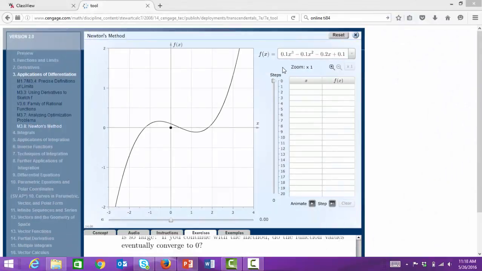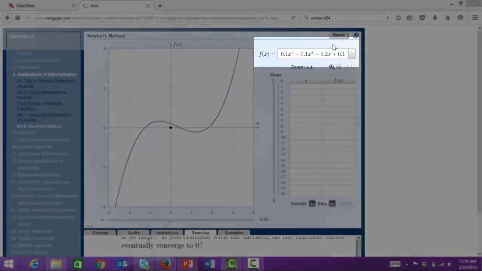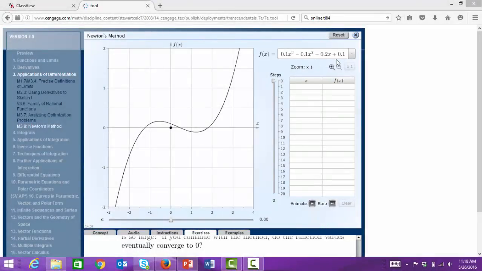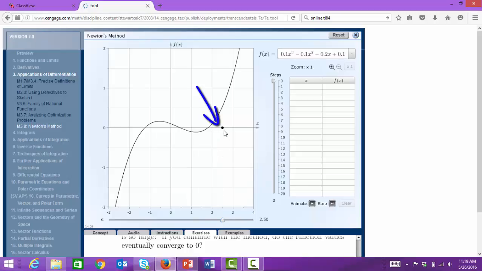So before we look at some examples, let me give you another look at what these can look like. So this is a graph of the function f of x equals 0.1x cubed minus 0.1x squared minus 0.2x plus 0.1. Okay. This is the graph of it. And let's say, for example, I were to start this off with an x value of, let's say, 2.5. Okay, so here's my starting x value, and we're looking to approximate the solutions to this, or the x-intercepts to this particular graph. So I'm going to hit step, and it's going to do one iteration.